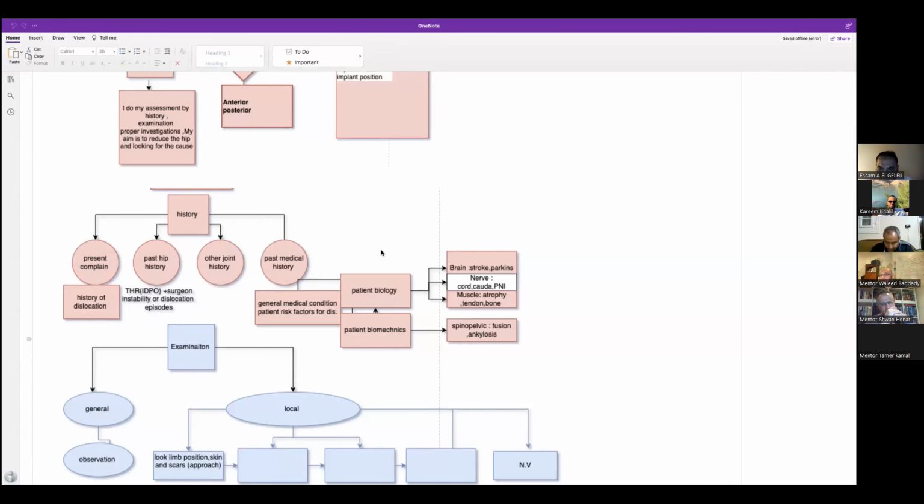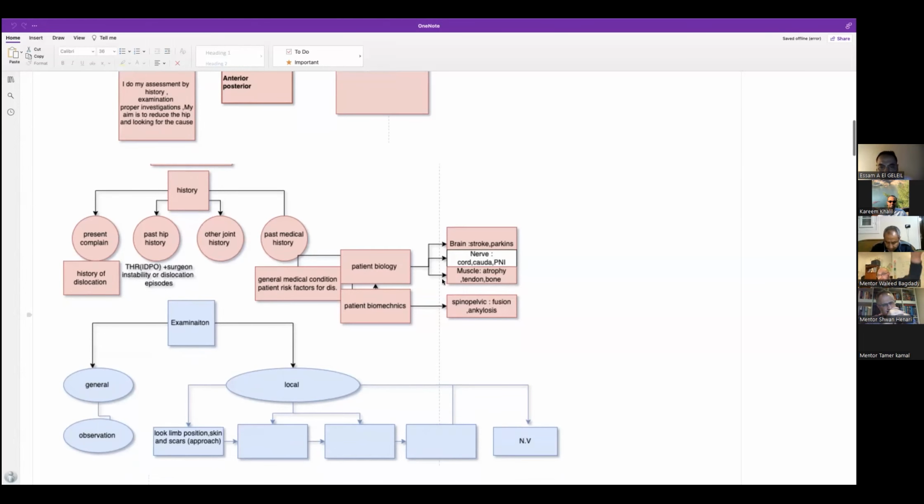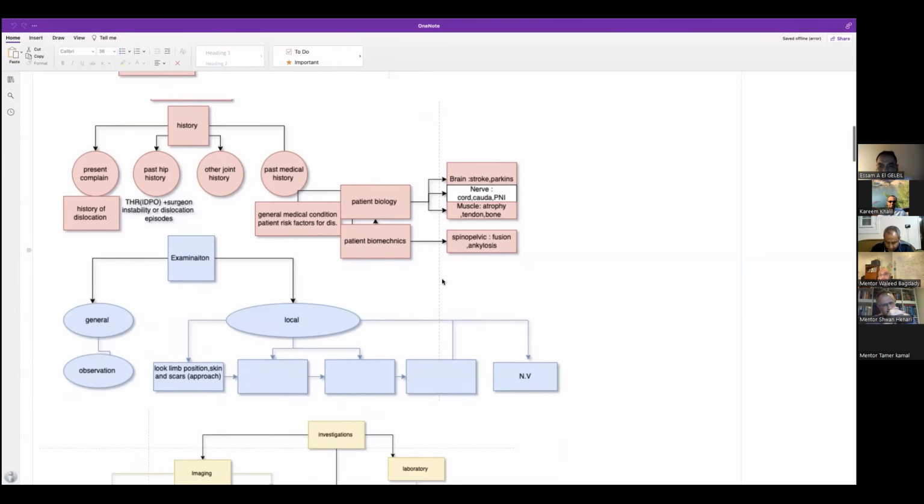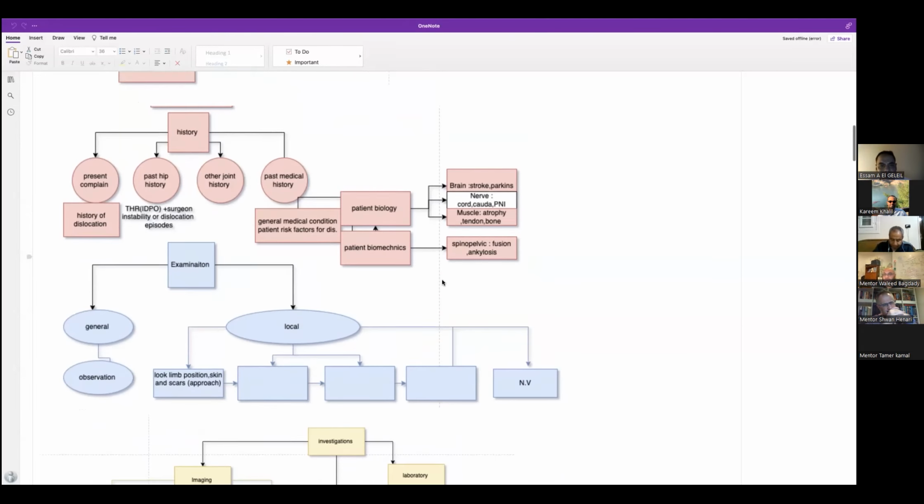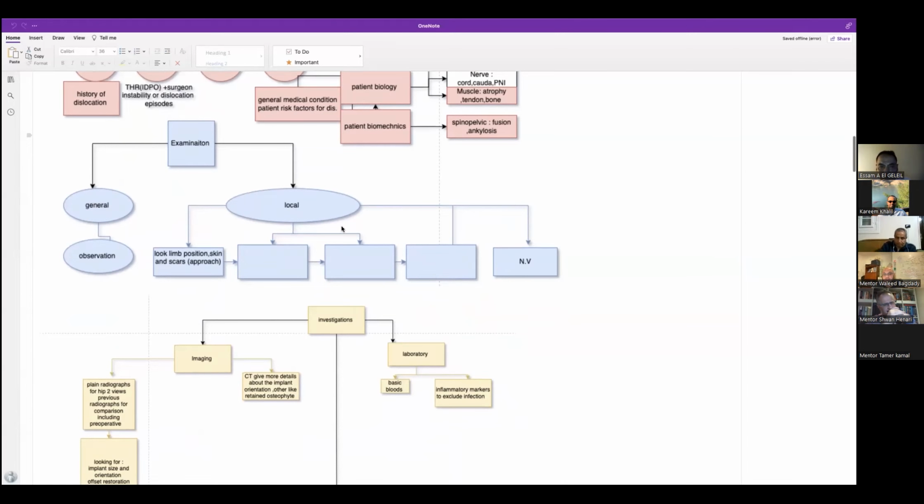Or spine biomechanics, the patient may tell you, I have a big spine surgery, I have a fusion from L2 to S1, for example. Like these cases, we just discovered them on the X-ray in the meeting. You find the rod coming from the bottom of the spine up to the sacrum. So you ask about this history, then I'll do my examination, looking in general for observation, because that's relevant, because the patient is in the emergency department.